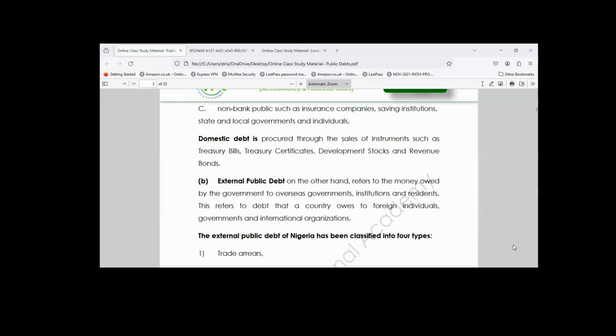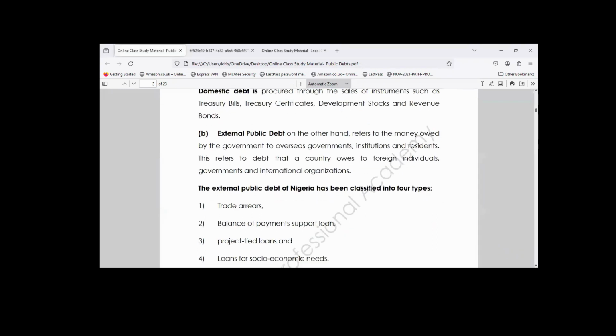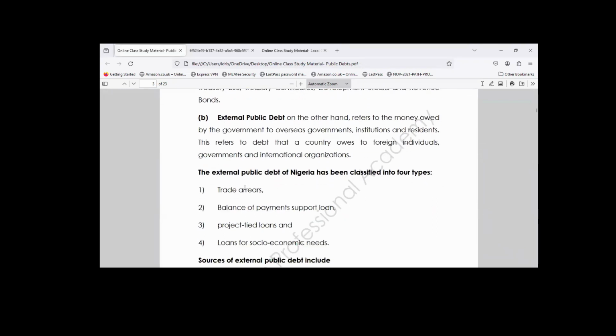Examples, or types, of external debt. Trade arrear. Trade arrear means government went abroad to buy goods from Microsoft. They order 1,000 laptops from Microsoft. They did not pay. They buy it on credit. The Nigerian government can go there. It's trade arrear. It's part of external loan.